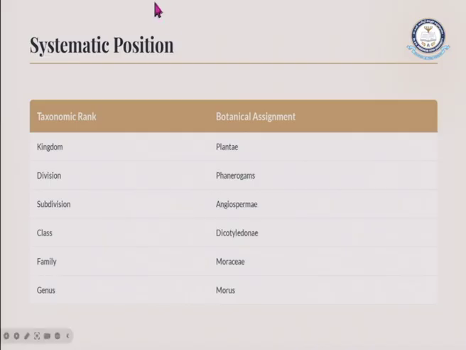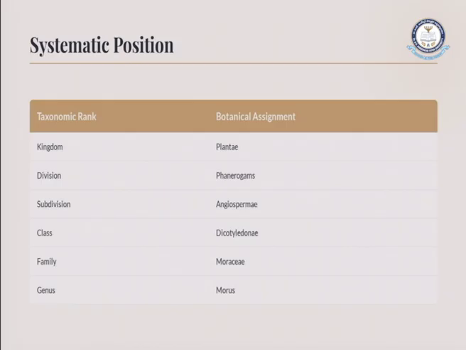If we see the systematic position of the mulberry, it belongs to the kingdom Plantae, division Phanerogams, subdivision Angiospermae, class Dicotyledonae, family Moraceae, and genus Morus. That means it is a flowering dicotyledon plant. This mulberry is a flowering dicotyledon plant.